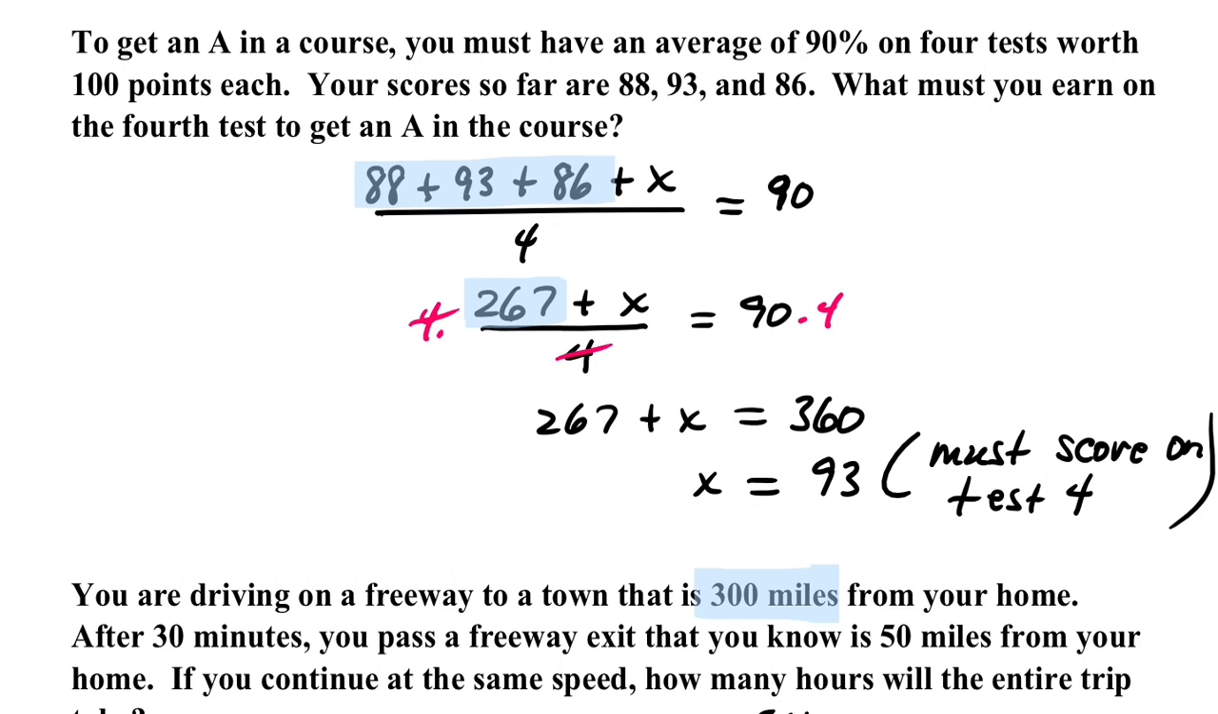Multiply both sides by 4. On the left, your 4's cancel. On the right, that tells us that we have to have 360 points total to earn an A. In the blue highlight, we have 3 test scores already, and those add up to 267 points. And that tells us when we subtract from 360 that our 4th test has to be a 93.